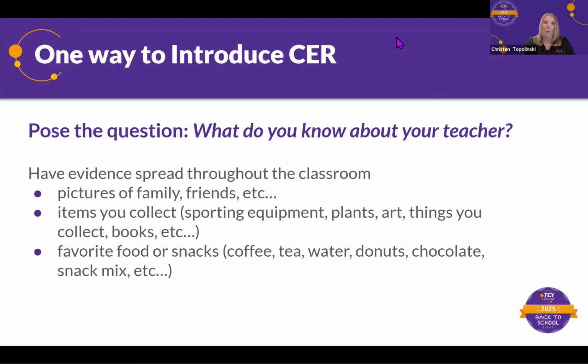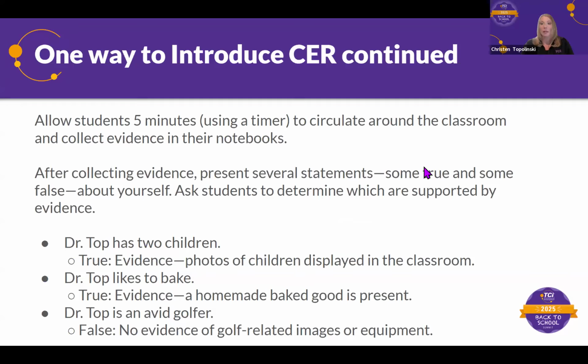And what I do is I give the students 5 minutes. I set a timer. I let them circulate. You can have them do it in pairs, you can have them do it on their own, you could have them do it in groups, however you want to do that. And then after the 5 minutes of them collecting that evidence, I usually present several statements, and I purposely do some that are true and some that are false. And then I ask them to determine which are supported by the evidence in the room.